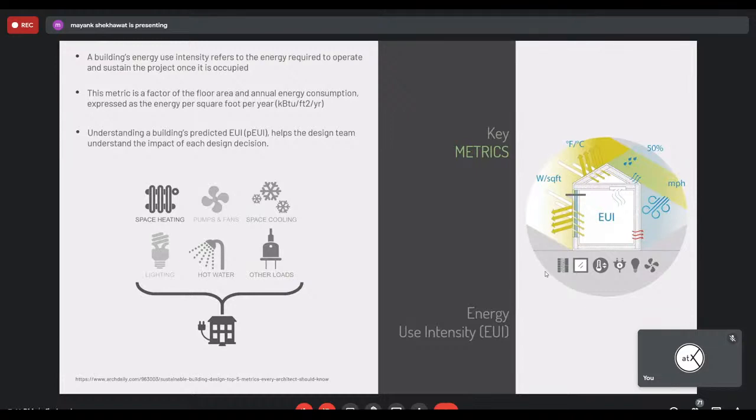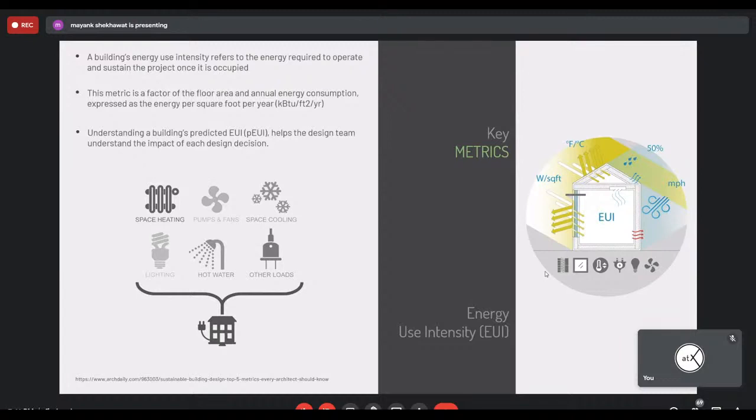So the first one that we look at is called energy use intensity. It refers to the energy required to operate and sustain the project once it's occupied. Now, keep in mind, this is once it's occupied. It's not taking into account anything which happens before. It's simply once the building is occupied, people are in it, and now what happens. So it's not taking into account the construction or any other related stage. This metric is a factor of the floor area and the annual energy consumption, expressed as the energy per square foot per year.